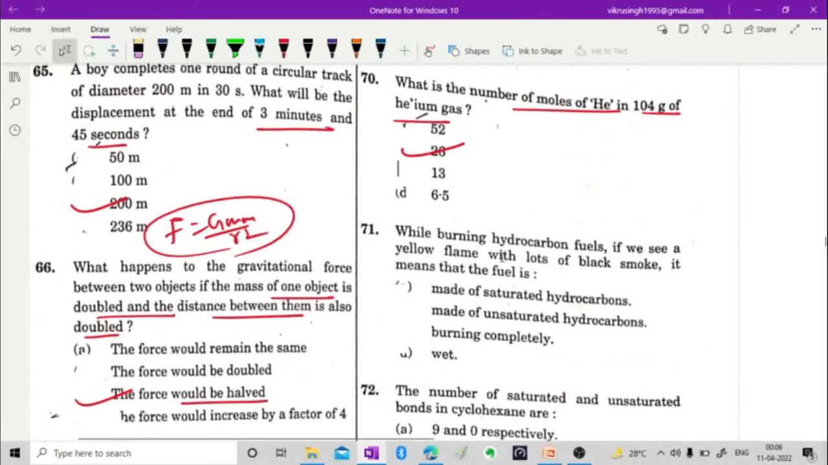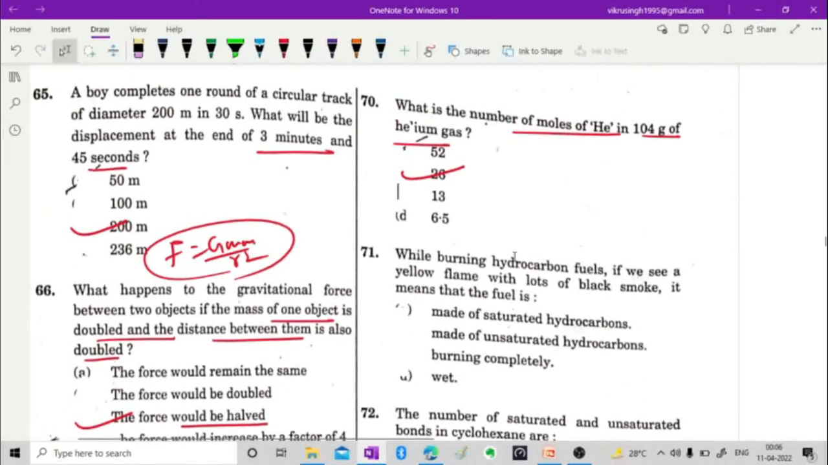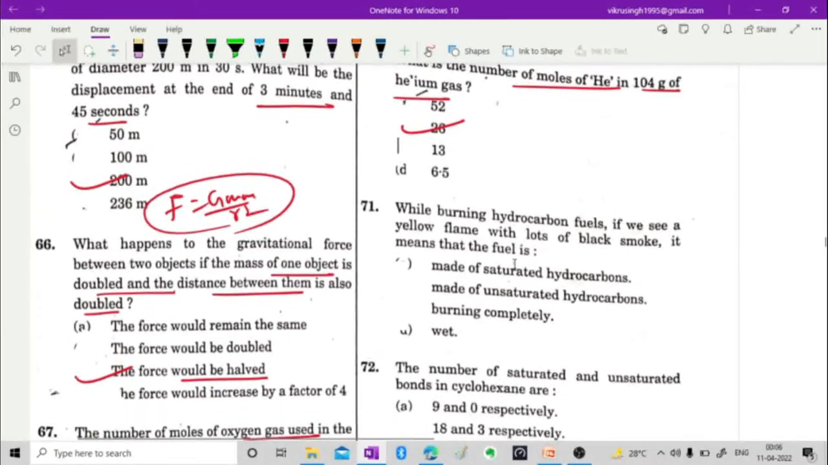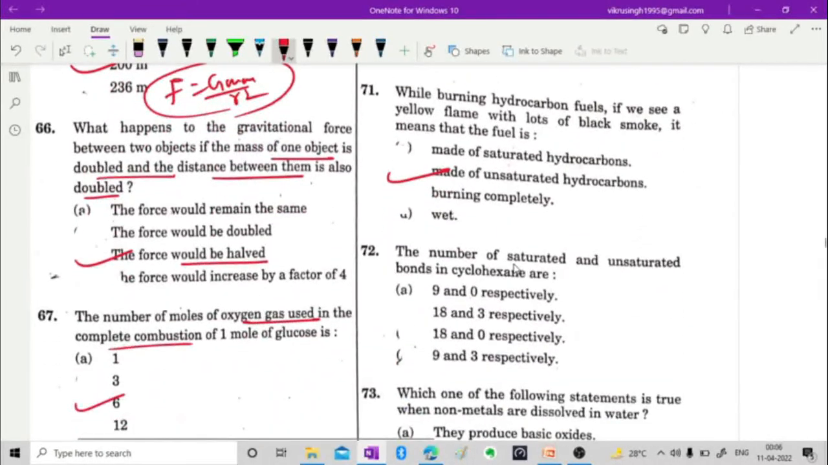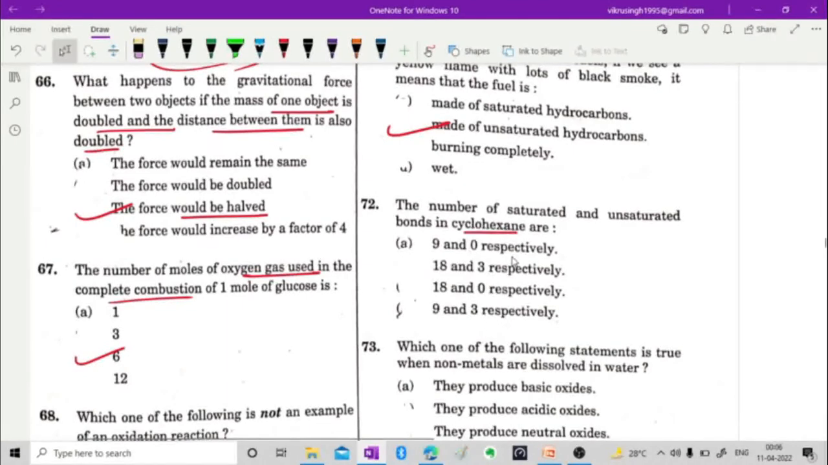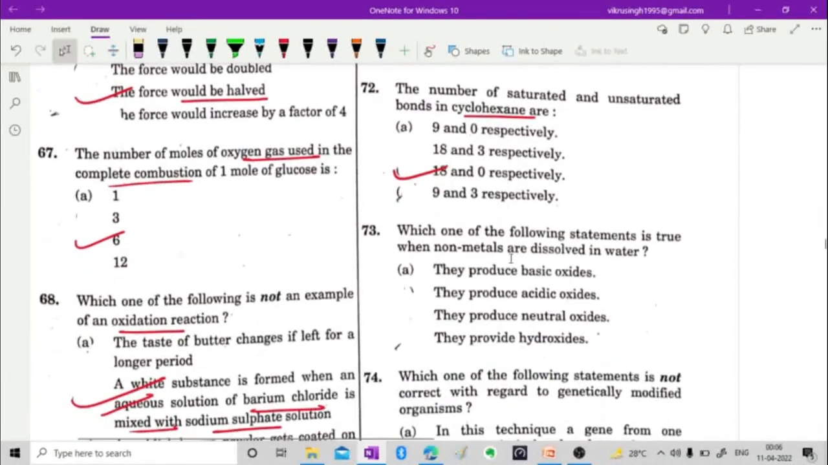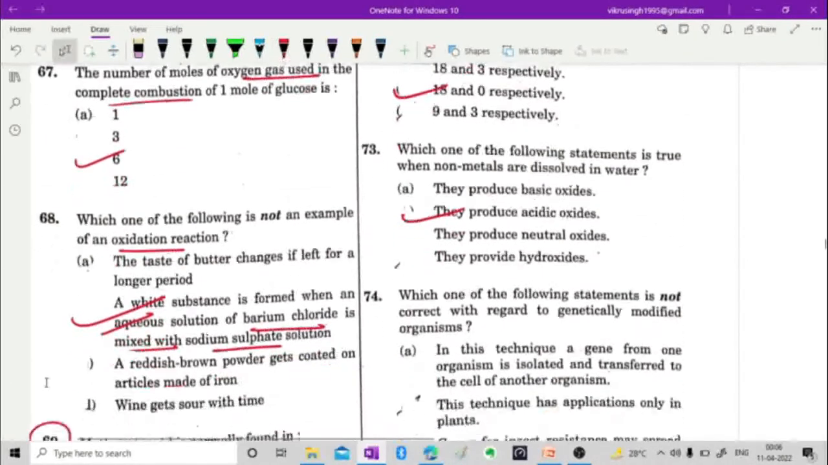Question number 71. While burning hydrogen fuels, if you see a yellow flame with a lot of black smoke, it means that it contains unsaturated sooty flame. So put the number of saturated and unsaturated bonds in cyclohexane. No unsaturated, so all are saturated: 18 and 0. Which one of the following statements is true when non-metals are dissolved in water? So it produces acidic oxides, non-metals.